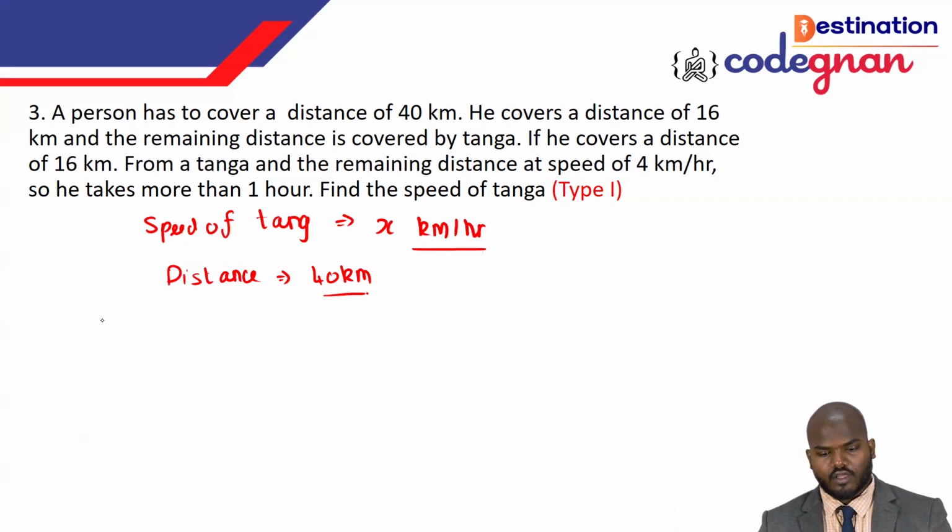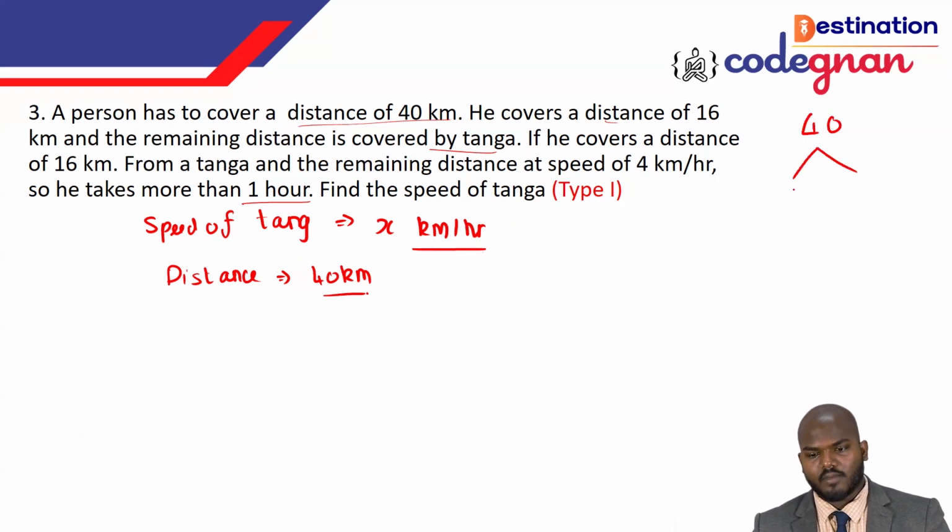So we just want to use the same formula, guys. The same method that you have applied there, you have to apply here in this one. You just want to read the question once again to understand it very clearly. The person has to cover a certain distance of 40 kilometer. He covered 16 kilometer, and the remaining distance is covered by Tanga. So if he covered 16 kilometer from Tanga, and the remaining distance at the speed of 4 kilometer per hour, as mentioned in this part. If there is 40 kilometer, 16 kilometers covered by one, the remaining is 24 kilometer. That is the deal.